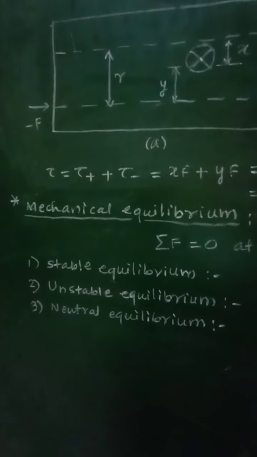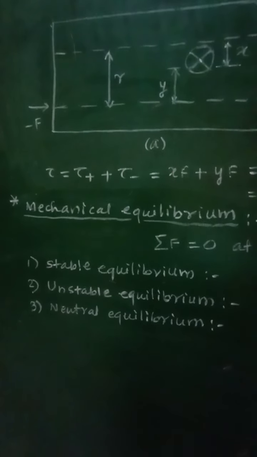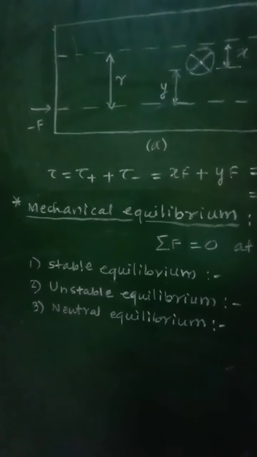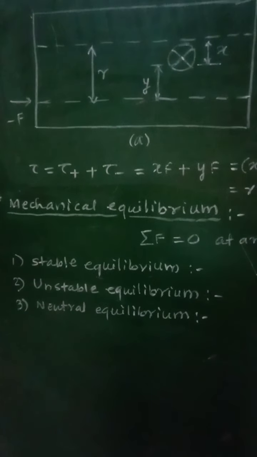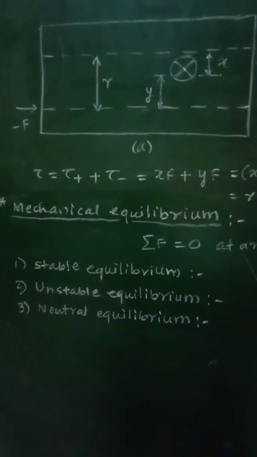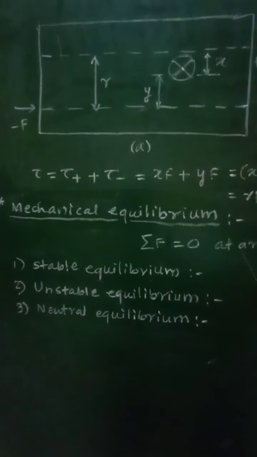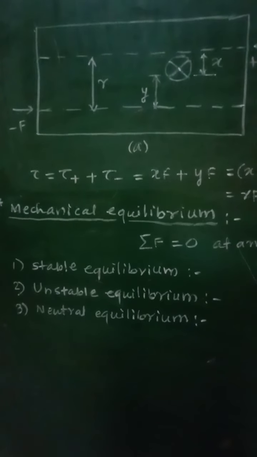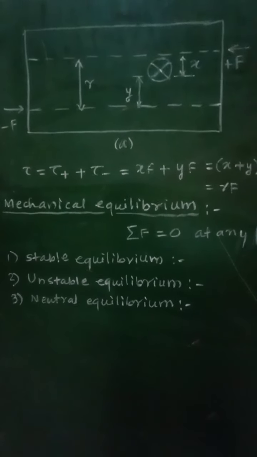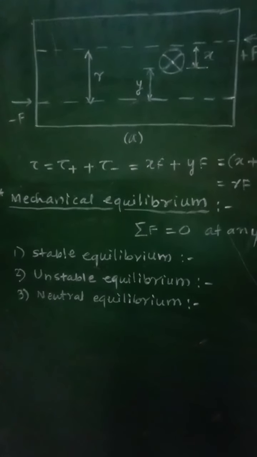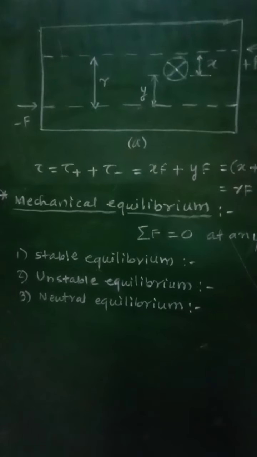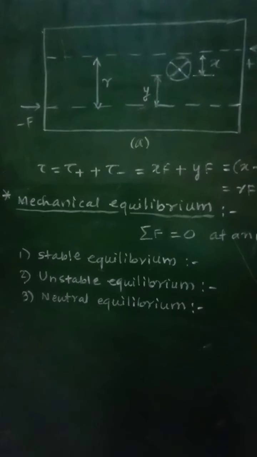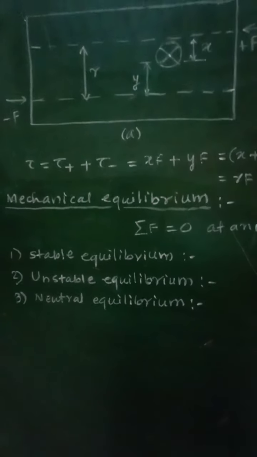That means if the net force acting on the particle is 0, then we can say that the particle is in mechanical equilibrium. For a system of bodies to be in mechanical equilibrium, the net force acting on any part of the system should be 0. That is, if the net force acting on any part of the system of bodies is equal to 0, then that system of bodies is said to be in mechanical equilibrium.